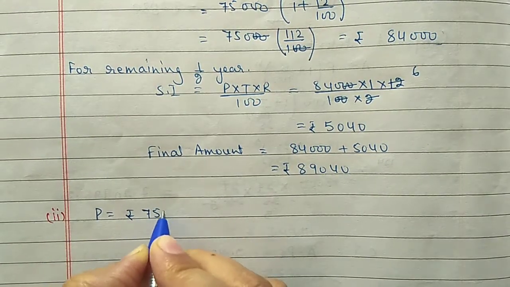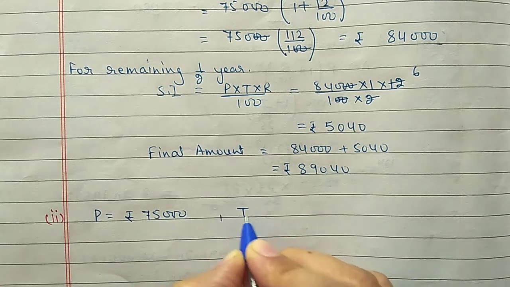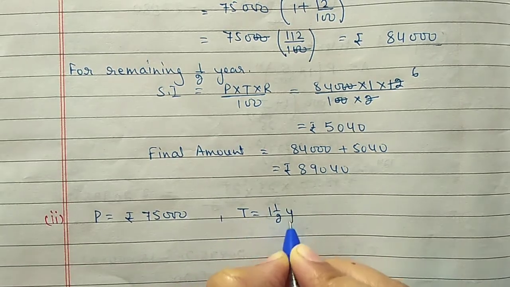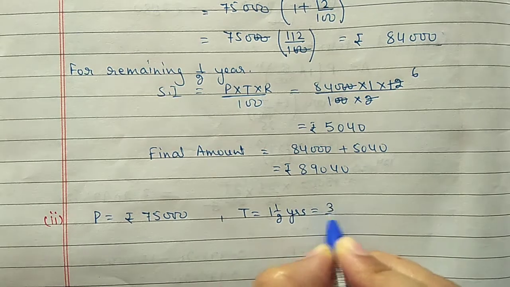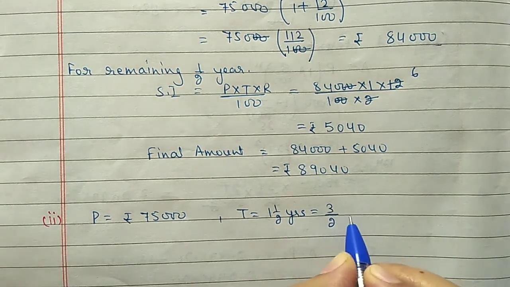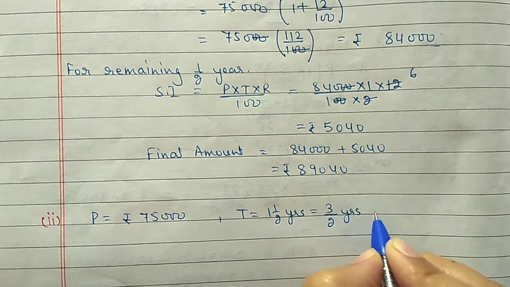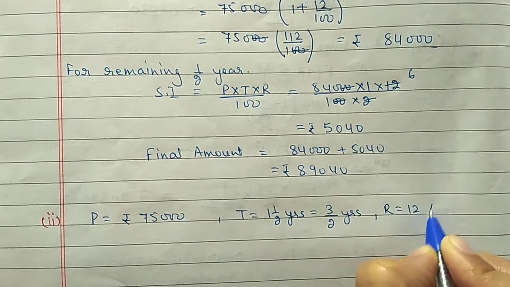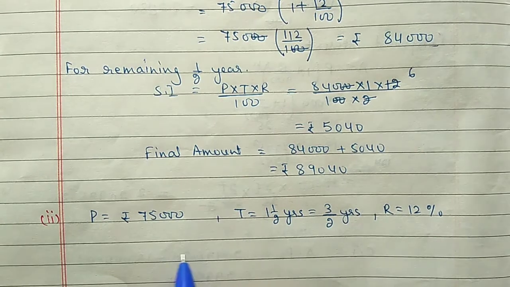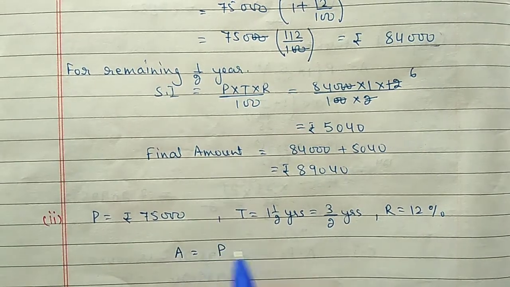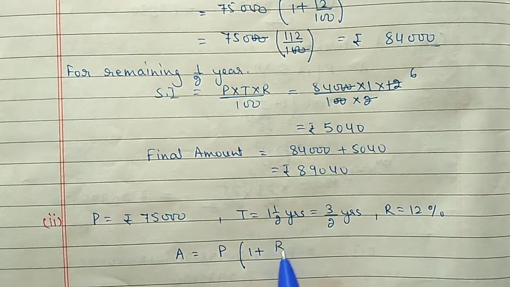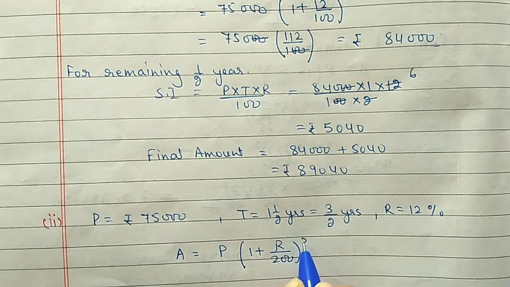Principal same, 75,000. Time is 1.5 years, which we can write as 3 by 2. Now we can take this as n, because 2n is there in the power and 2 will cancel out. And rate of interest is 12%. So for half yearly, the formula is A is equal to P (1 plus R by 200) whole to the power 2n.